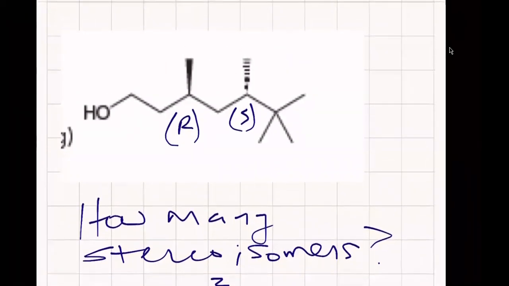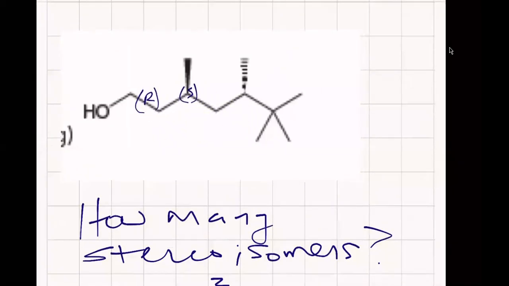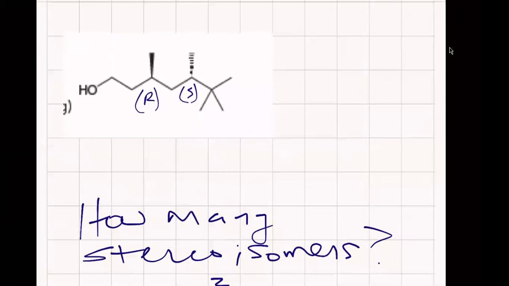The mirror image. Can we just draw the mirror image and that's immediately the second isomer? Yeah. Is that right? Yes.